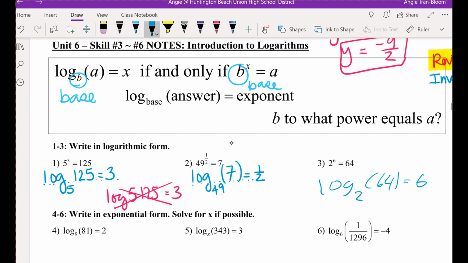So that's how we go forward and backward, okay? Log and exponential. Sometimes easier to solve in log, sometimes easier to solve in exponential. Examples 4, 5, and 6. Can you please help me read the instruction, Grace?